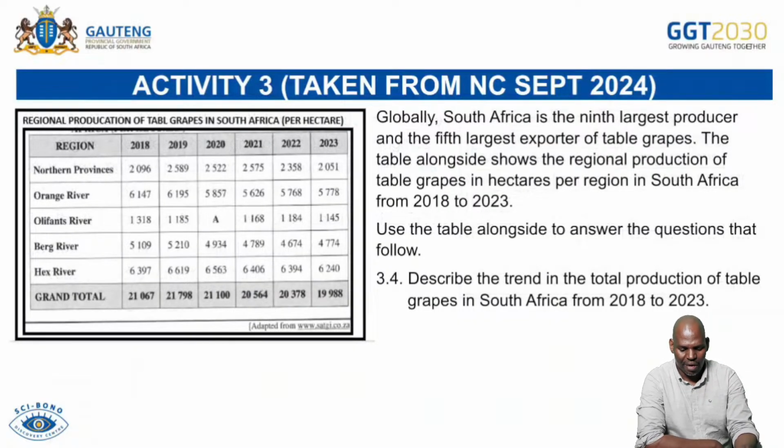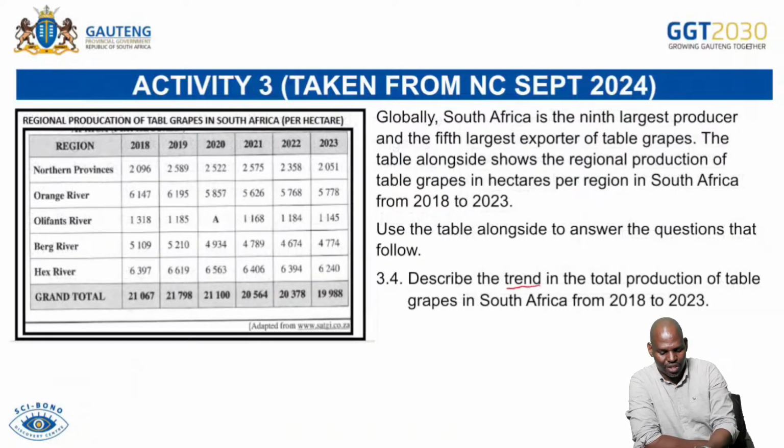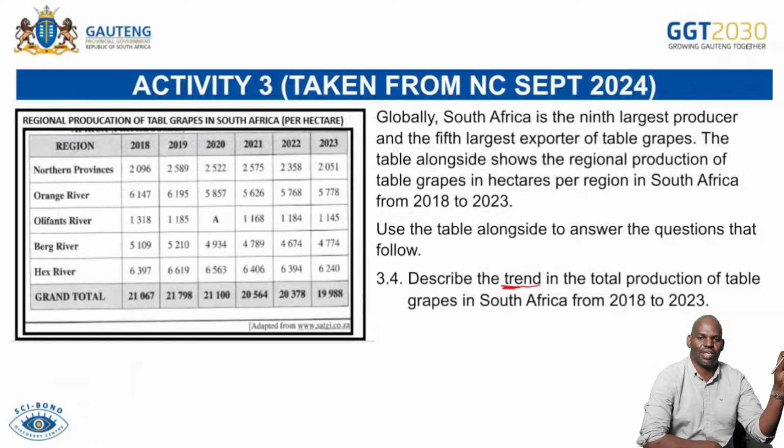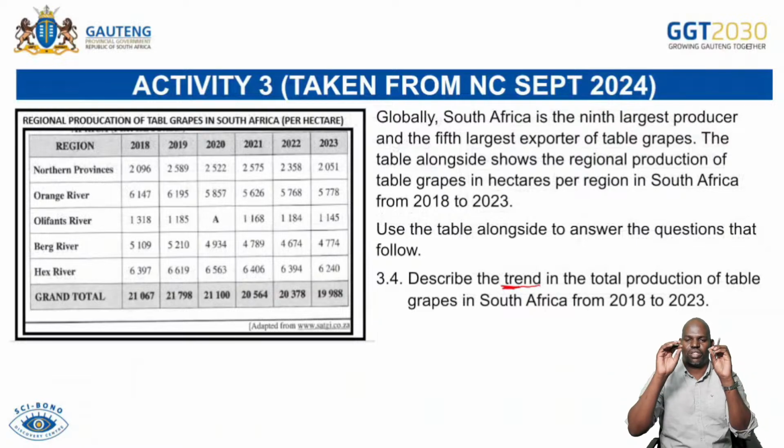Then still on the very same information, they say use the table alongside to answer the questions that follow. Describe the trend. The word trend is very, very important in data handling. Remember, we spoke about this at the beginning of the lesson, that trend might mean it is increasing, it is decreasing, or it is stable.